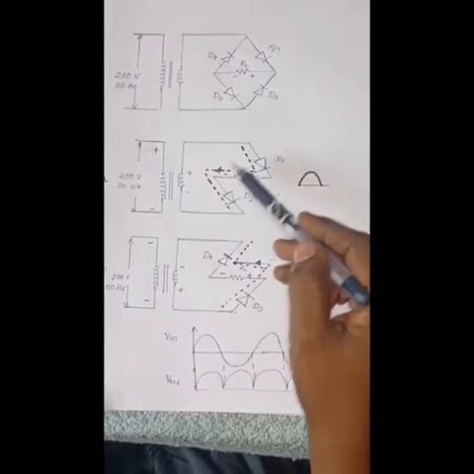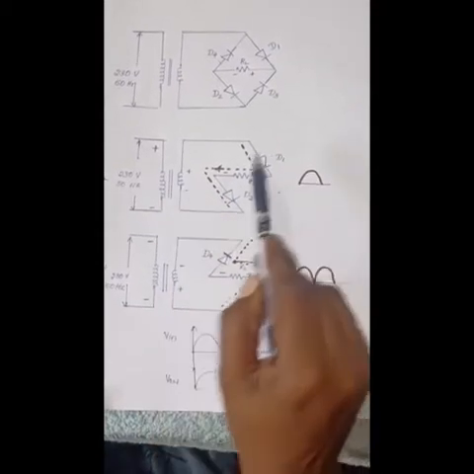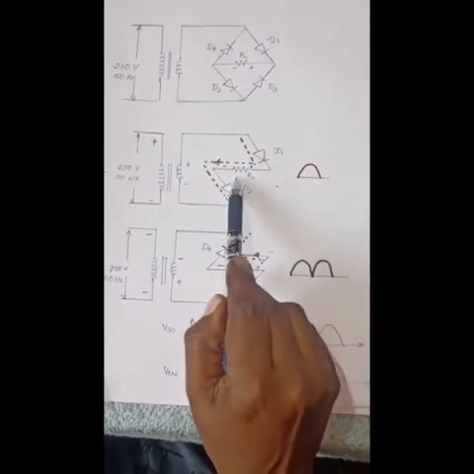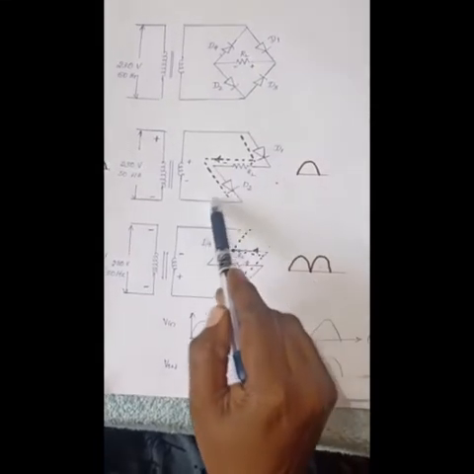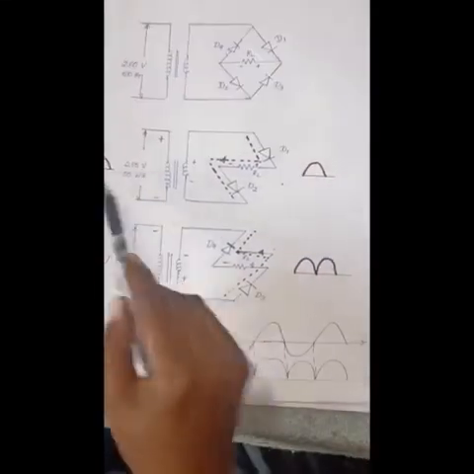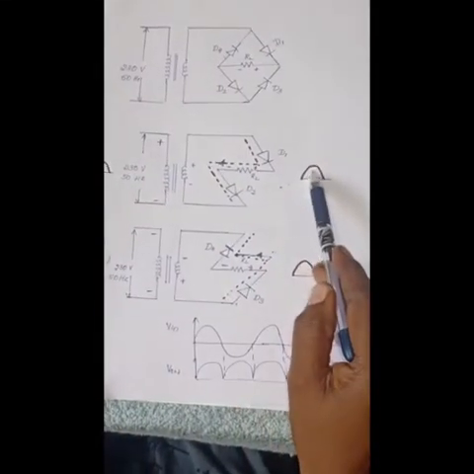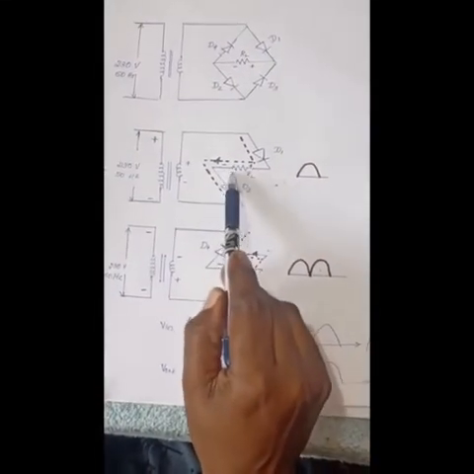Therefore, the current flows through the secondary winding, diode D1, load resistor RL and diode D2. So we'll get a current flow like this. So during the positive half cycle, we obtain an output voltage developed across the load resistor RL.